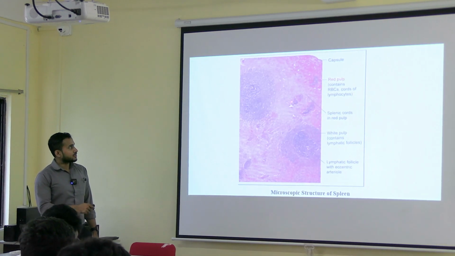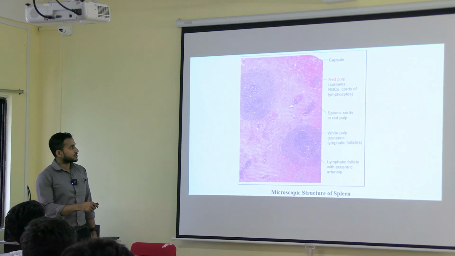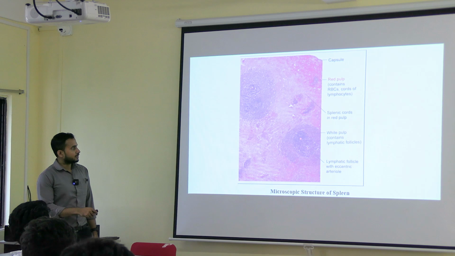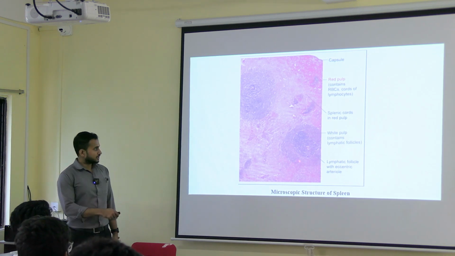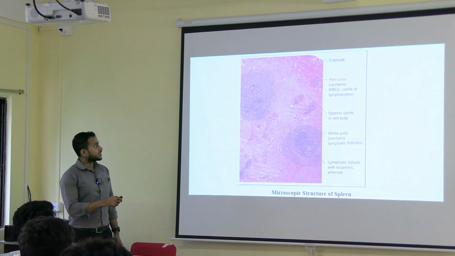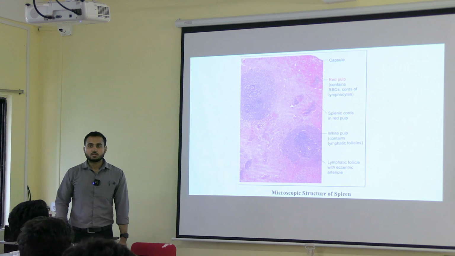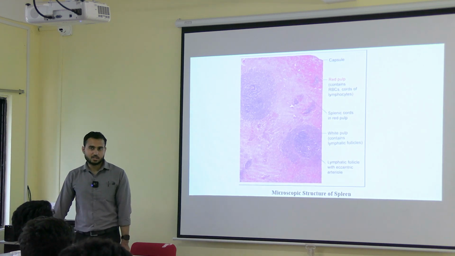Now can you identify? So see, this is the red pulp, this is the red pulp, this is the splenic cords in the red pulp, and this is the white pulp. See the eccentric arteriole. Okay, this is the eccentric arteriole. Here also you can see eccentric arteriole, and this is the capsule. So identification of the spleen under microscope is very easy.